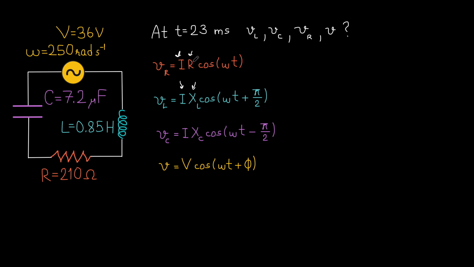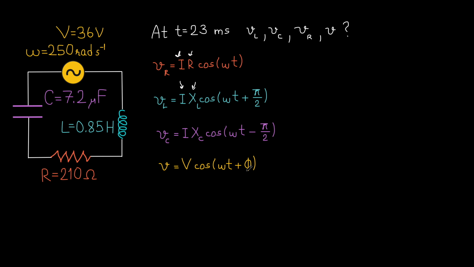R, the resistance, is given, and omega is also given. So these two are given, but I, x sub L, and x sub C, those we have to calculate. And finally, the source voltage is expressed as the voltage amplitude of the source, which is also given, 36 volts, times cosine omega t plus phi.